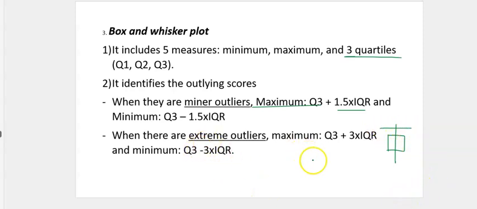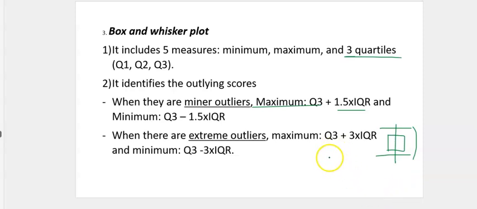And then for the minimum, it is Q1 minus 1.5 times the IQR, that is, the interquartile range. That will be on the lower side. And these are the general outliers, but not extreme.